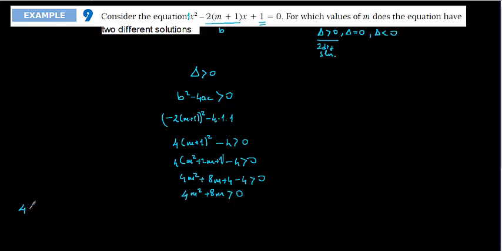4m squared plus 8m equal to 0, we are finding the roots. Factoring, I get 4m times (m plus 2): 4m times m is 4m squared, 4m times 2 is 8m, so this factorization is true. I isolated the common factor. 4m is equal to 0, so m1 is equal to 0, and the second one, m2, is equal to minus 2.